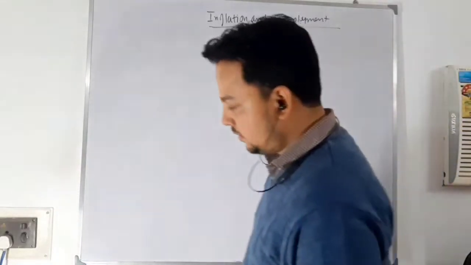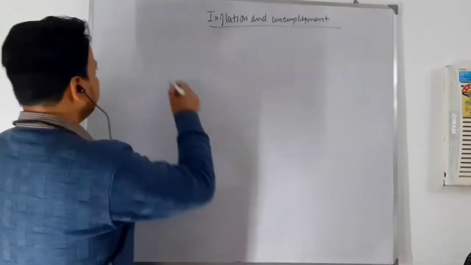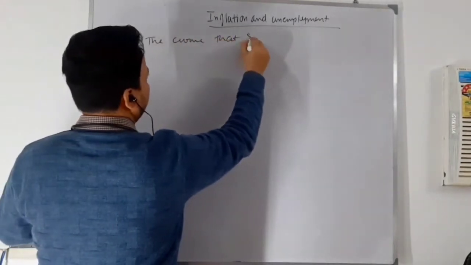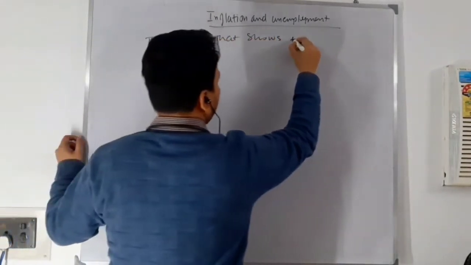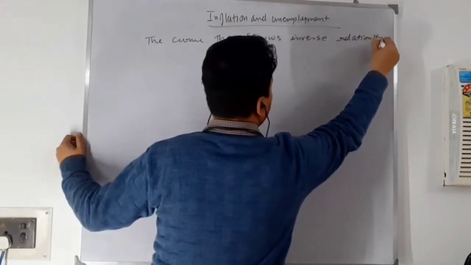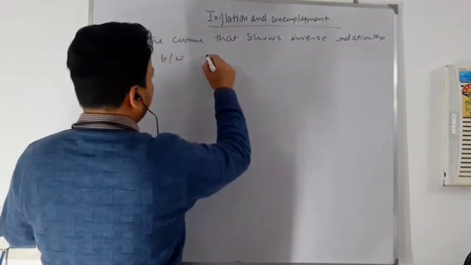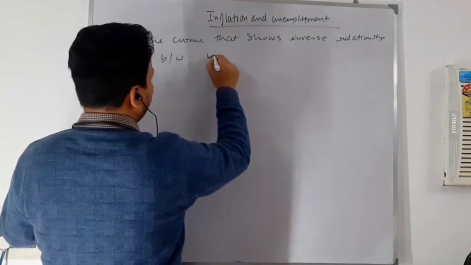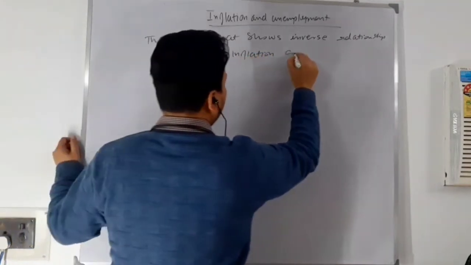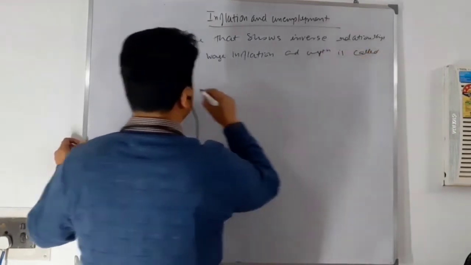Okay, so today we will start with the topic inflation and unemployment. The curve that shows an inverse or negative relationship between wage inflation, or you can write money wage inflation, and unemployment is called the Phillips curve. This is what we have to do.